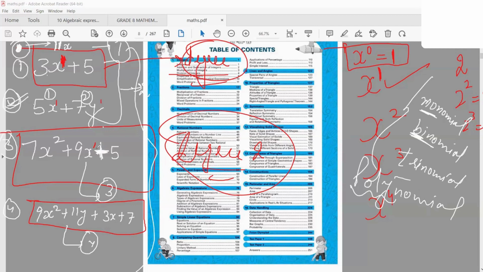Okay. So as you can see, I told you that there are different degrees as well. So there are different ways to solve an equation.